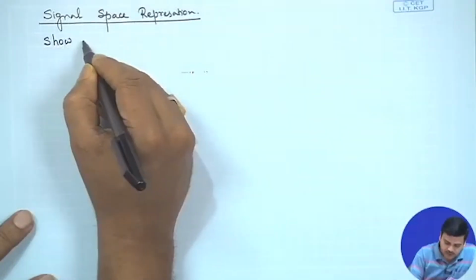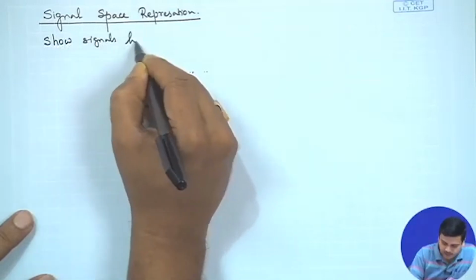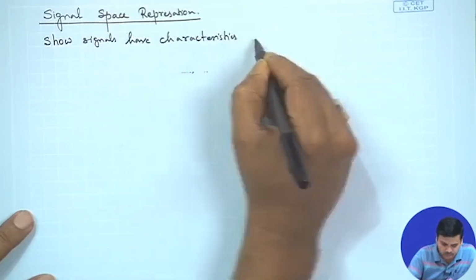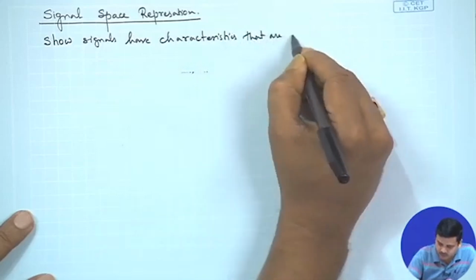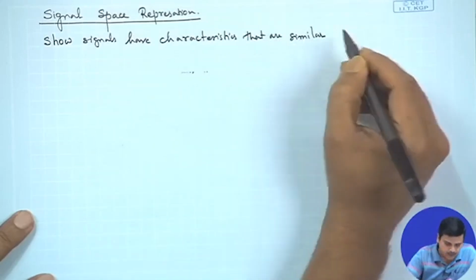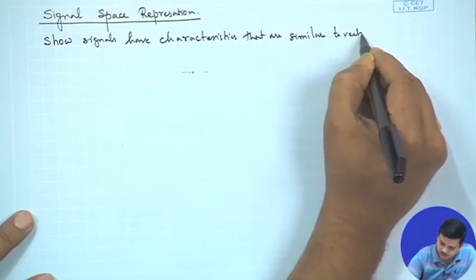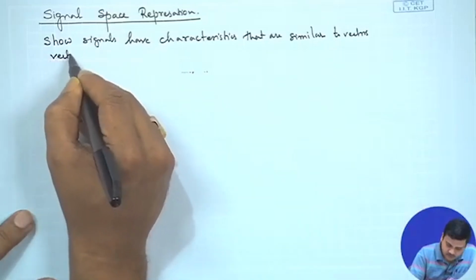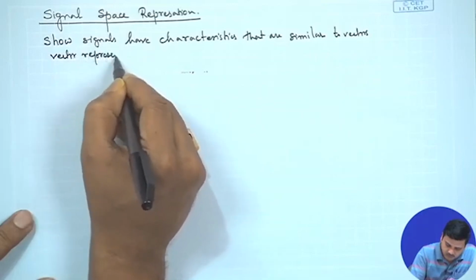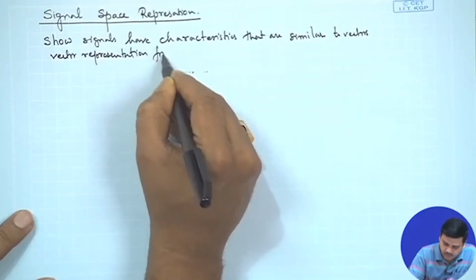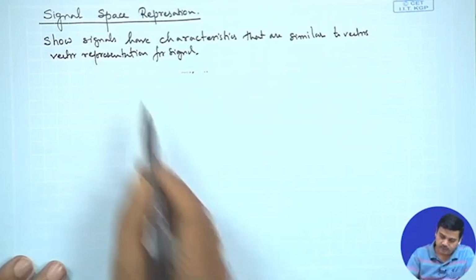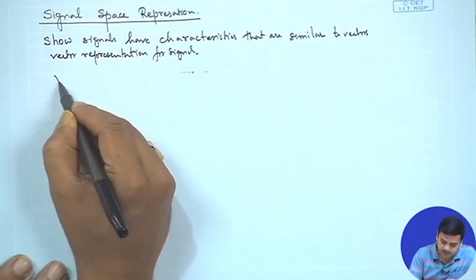So, that means we wanted to show that signals have characteristics that are similar to vectors, and we have a vector representation for signals. So, this is our objective, and before we do that, we would like to summarize some things with the vector.